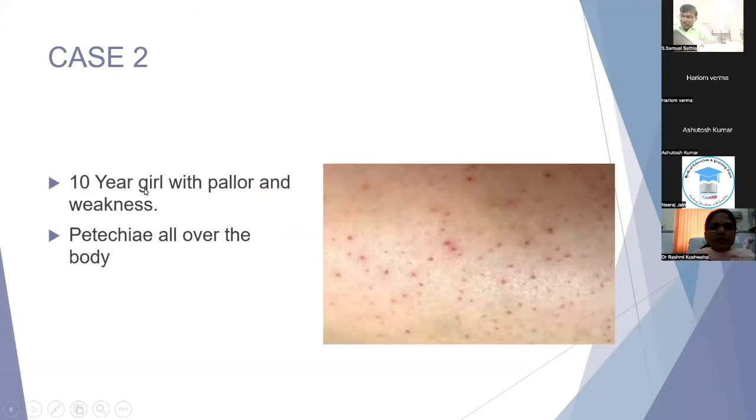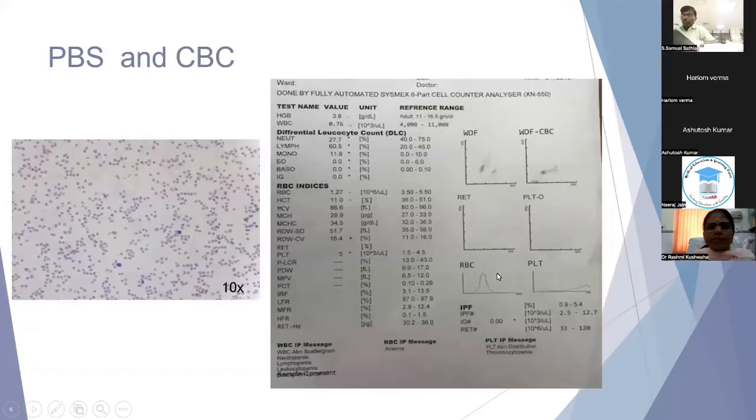This is case 2, a 10-year-old girl with pallor and weakness, and she had petechiae all over the body. This is a peripheral smear. There is marked pancytopenia. I can see only 2 lymphocytes here. The hemoglobin is markedly reduced. The WBC count is also reduced, and the platelet count is also reduced.